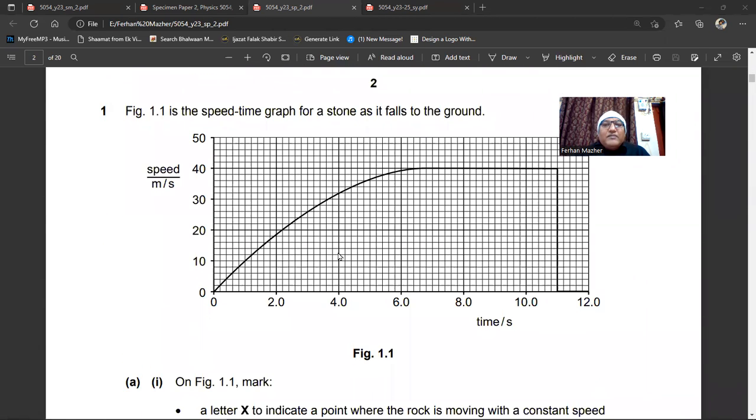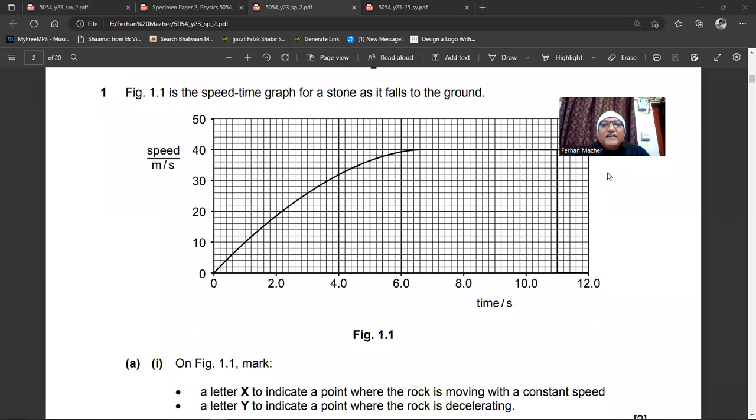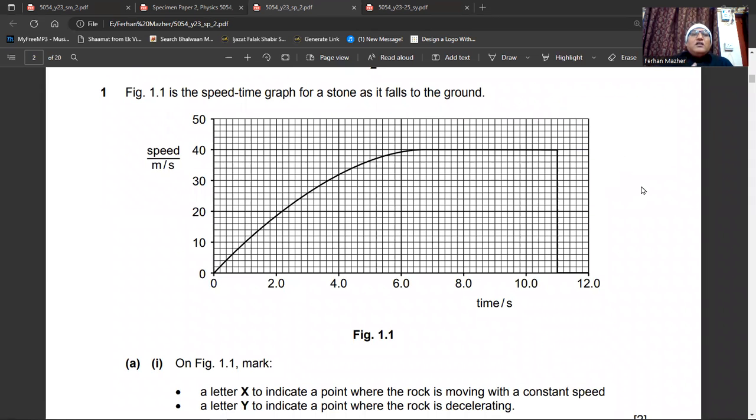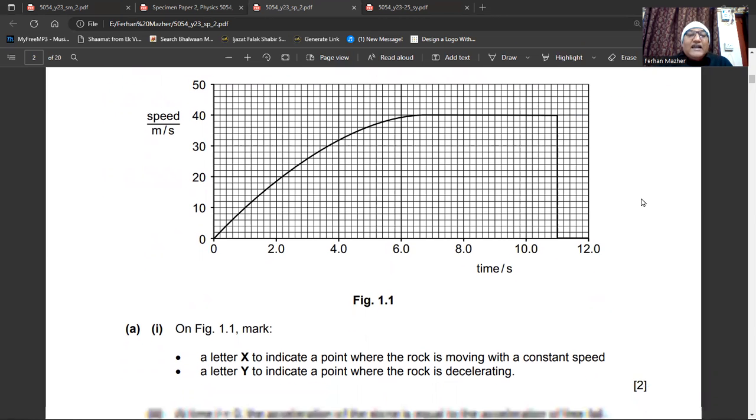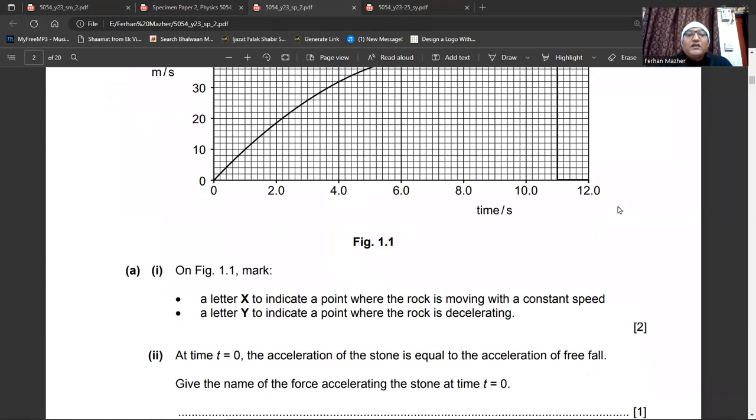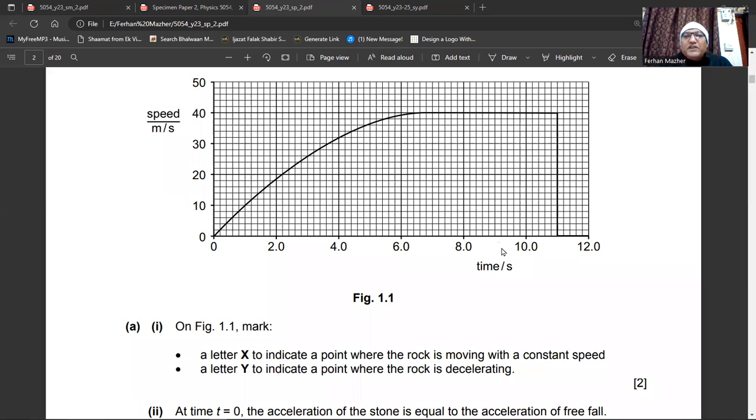So the first question coming up on your screen, he says, figure 1.1 is the speed time graph for a stone as it falls to the ground. On the figure 1.1, mark a letter X to indicate a point where the rock is moving with a constant speed. A letter Y to indicate a point where the rock is decelerating.